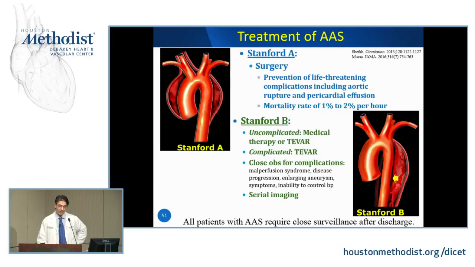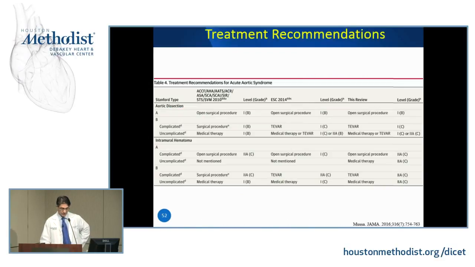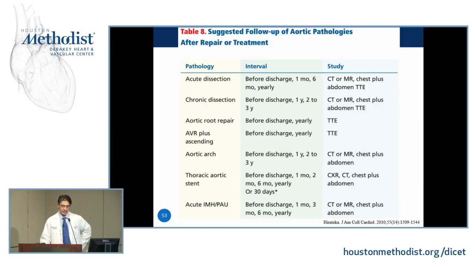Stanford B, you now have a choice. If it's uncomplicated, it's medical or TEVAR. And if it's complicated, it's TEVAR. That's becoming more and more apparent to us as we go along. And then, of course, with the Bs, you want to watch them very closely because they can progress, with serial imaging. This is just a graph showing you the treatment recommendations for acute aortic syndromes. These patients have to be followed for a lifetime. This is just showing you, with these diseases, how often you have to perform imaging.